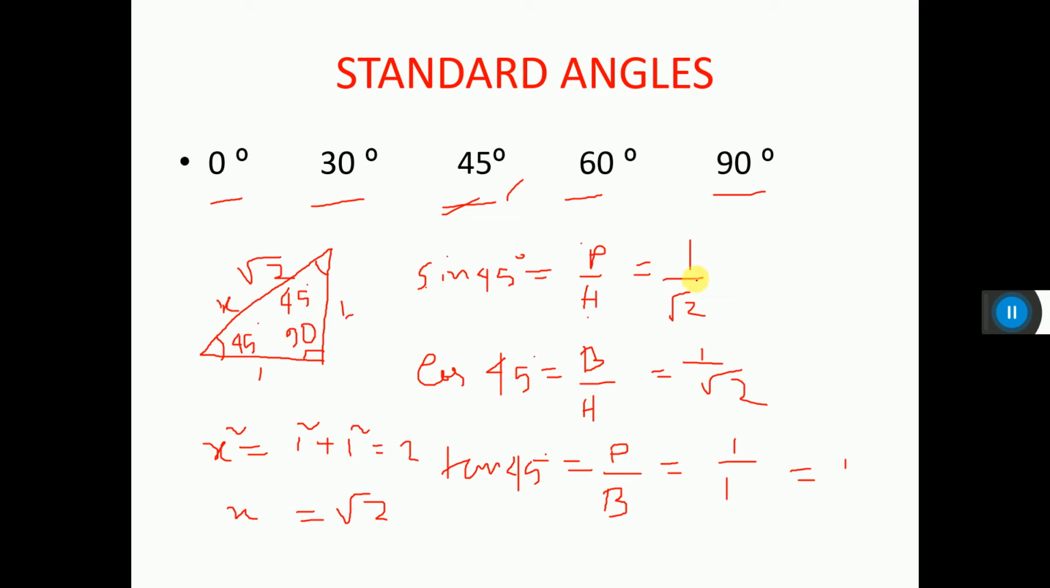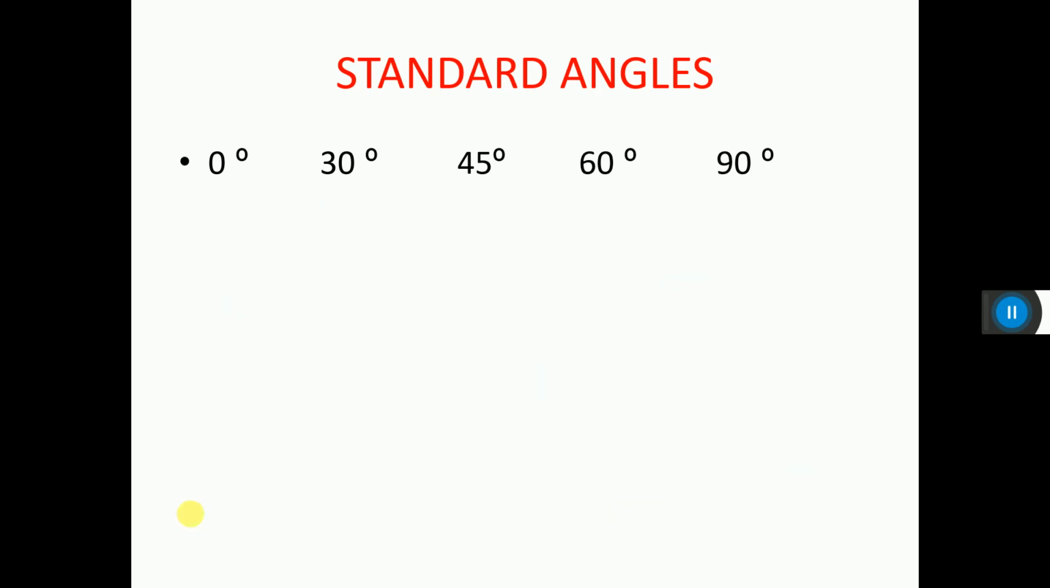Now let me show 30 degree. I am drawing one 30-degree triangle. This is 30 degree and you know this is a 90 degree triangle. So if this is 90 degree, then this angle will be 90 minus 30, that is 60 degree. Now extend this small side in such a way that this is equal to this. Now join this. We can prove that these two triangles are congruent.